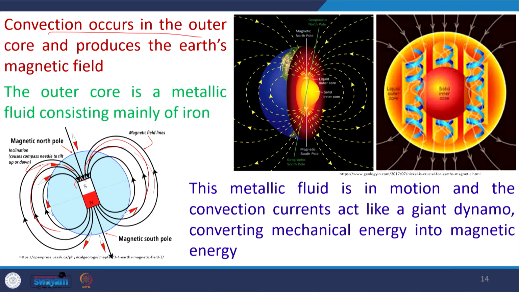So, the outer core is a metallic fluid consisting mainly of iron, and this metallic fluid is in motion with the convection currents that act like a giant dynamo, converting mechanical energy to magnetic energy, and once there is magnetism, there is electricity. So, that is why electricity is developed in the dynamo, and to substantiate that we have a magnetic field generated. So, that is why convection at the outer core is responsible for the earth's magnetic field, and convection at the mantle is responsible for plate motions.